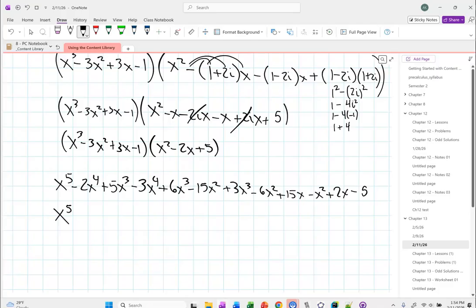And then we'll combine some like terms. Minus 2x to the fourth and minus 3x to the fourth is minus 5x to the fourth. 5x cubed, 6x cubed, and 3x cubed is 14x cubed. Negative 15, negative 6, and negative 1 is negative 22x squared. 15x and 2x is 17x, and then the minus 5.